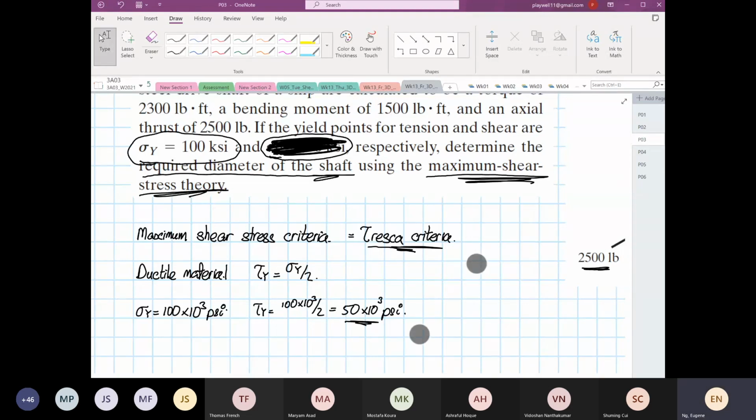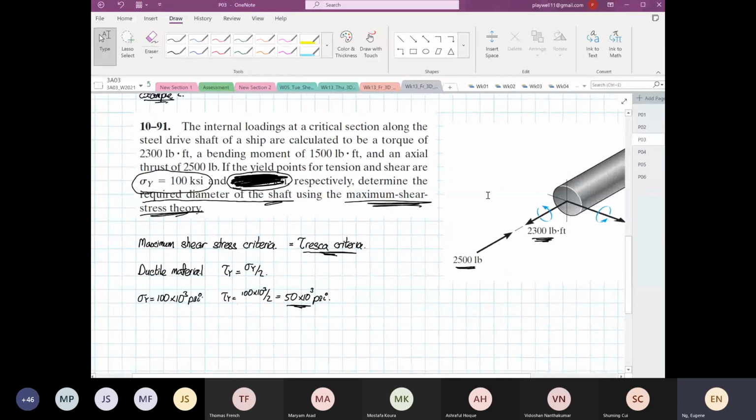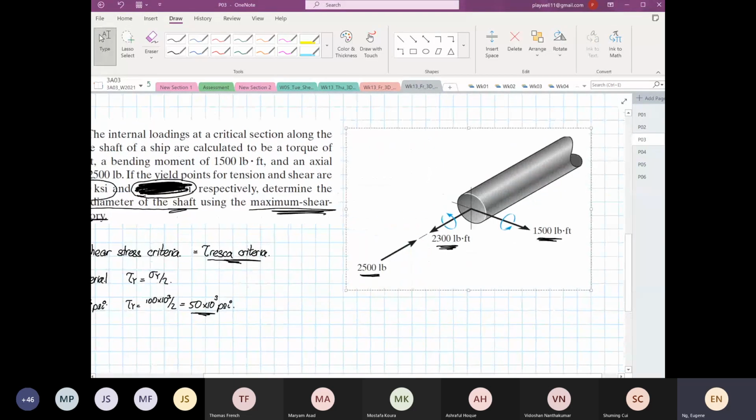Now we know that this is a 3D problem. So we're going to label this as X. Over here is your Y, and then this direction is now Z.